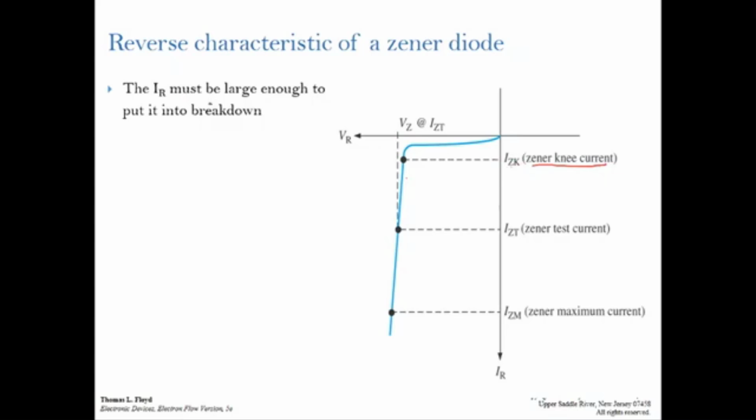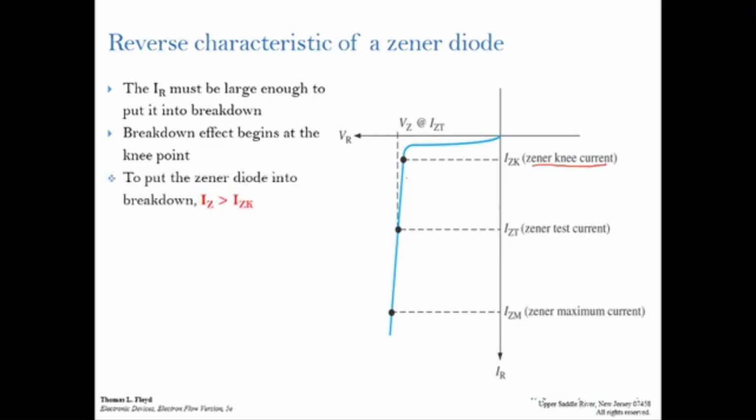The reverse current must be large enough to put the diode into breakdown. We need to increase the magnitude of the current in order for the Zener to operate as a voltage regulator, in other words, for the Zener diode to turn on. Turn on means the current must have some value. If the current is almost zero, it is in the off state. The breakdown effect begins at the knee point. To put the Zener diode into breakdown, IZ must be higher than IZK. Here IZ refers to the magnitude. If IZ is lower than IZK, the Zener acts as a regular diode in the off state, an open circuit.